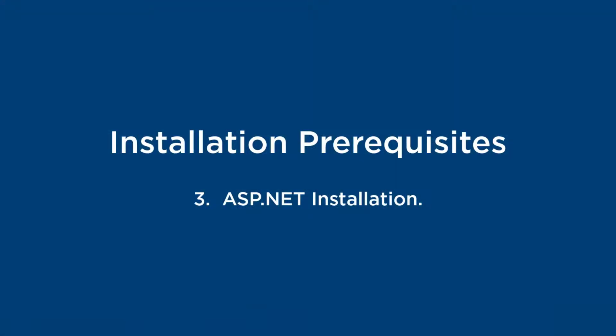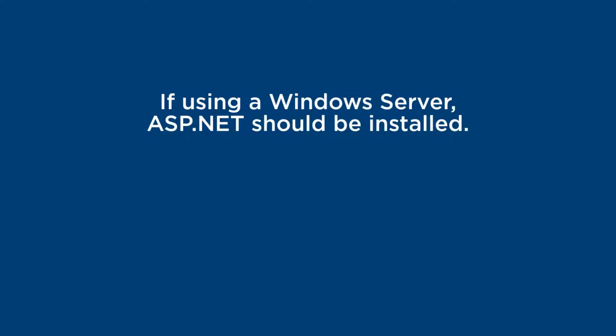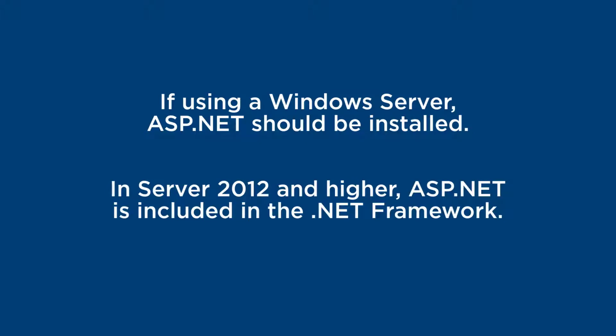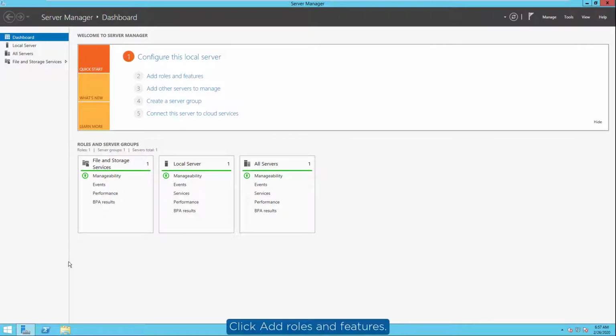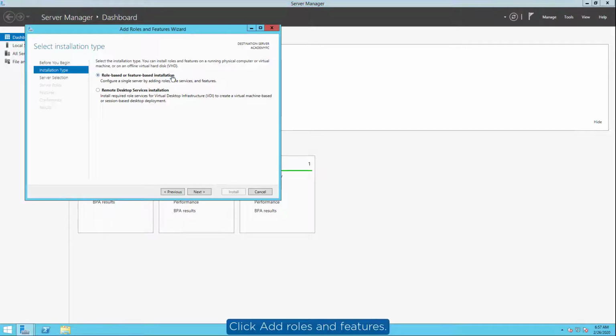ASP.NET installation. If using a Windows server, ASP.NET should be installed. In Server 2012 and higher, ASP.NET is included in the .NET framework. Open the Server Manager. Click Add Roles and Features. Click Next.